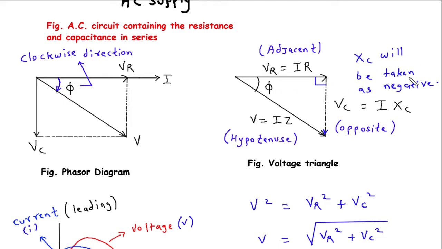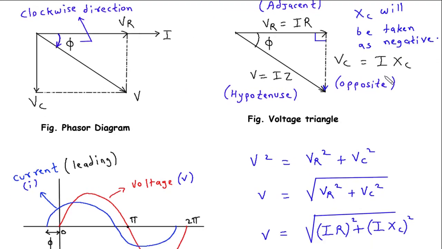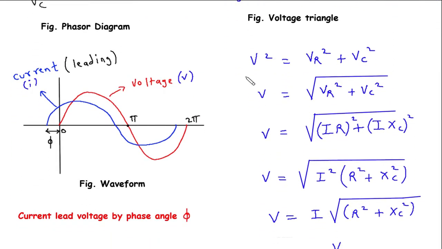Now XC will be taken as negative since the direction of this XC is in the downward direction to this axis Y. So this will be taken as negative. This is a waveform. As we can see, this current I is leading and this voltage is lagging.